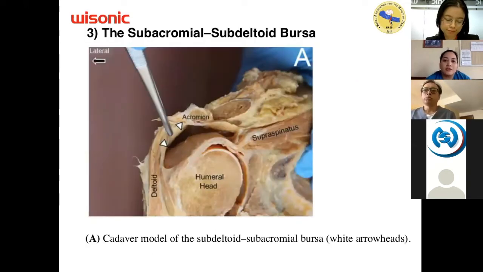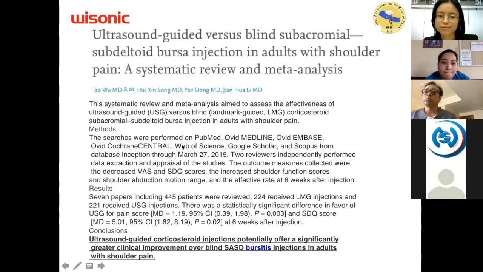Now talking about the subacromial and subdeltoid bursa, this is the cadaveric model where we can see that it is a potential space. It's a very big space and it covers a lot of area. But if it is normal, then it's completely collapsed. There was one study where they compared ultrasound guided with blind subacromial subdeltoid bursa injection in adults with shoulder pain. This is a systematic review and meta-analysis. They found that ultrasound-guided corticosteroid injections offer significantly greater clinical improvement over blind injection in adults with shoulder pain.